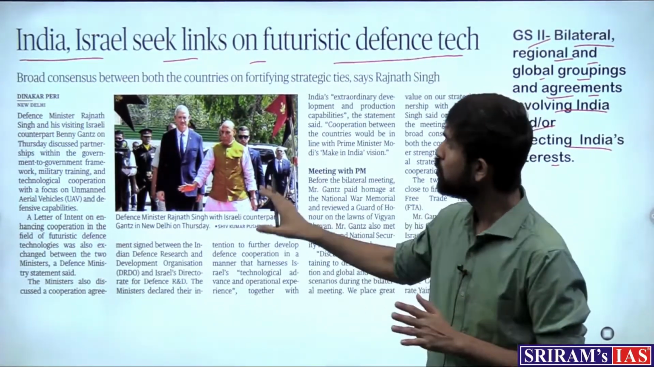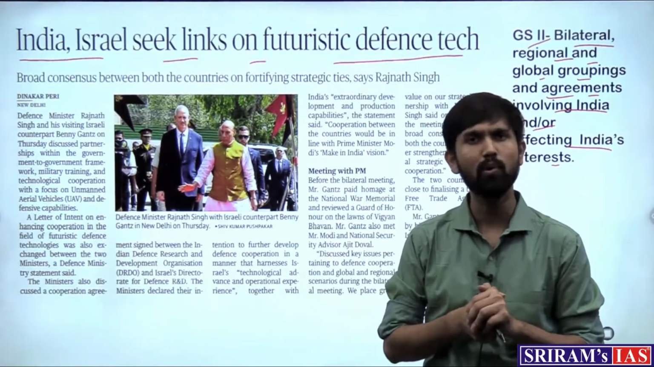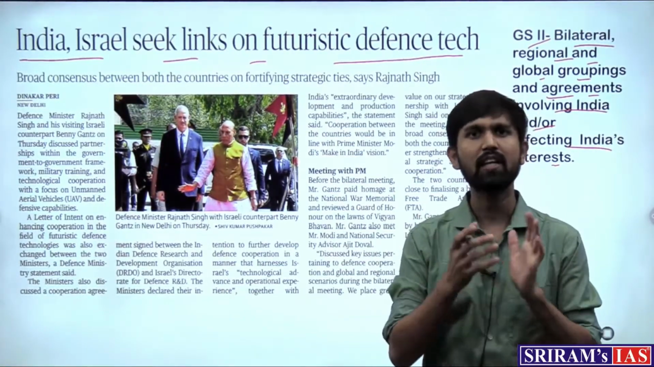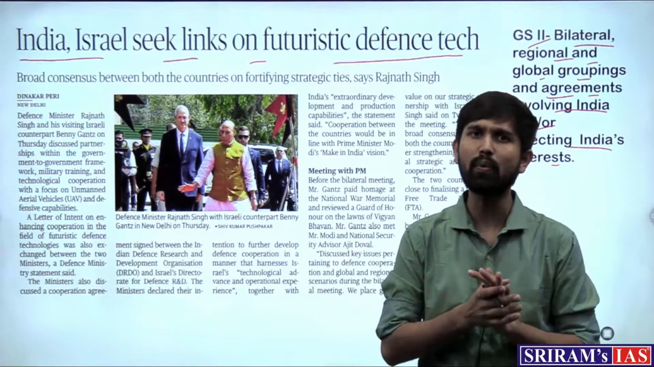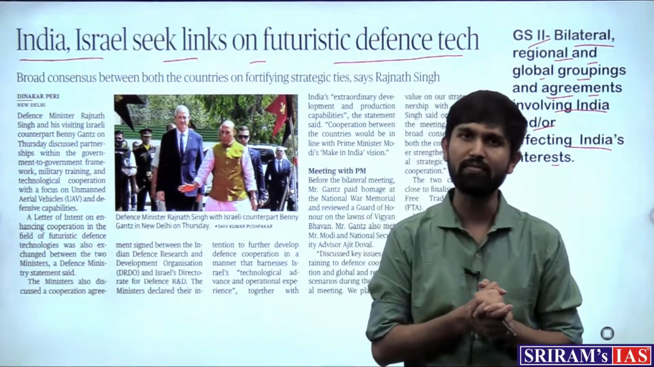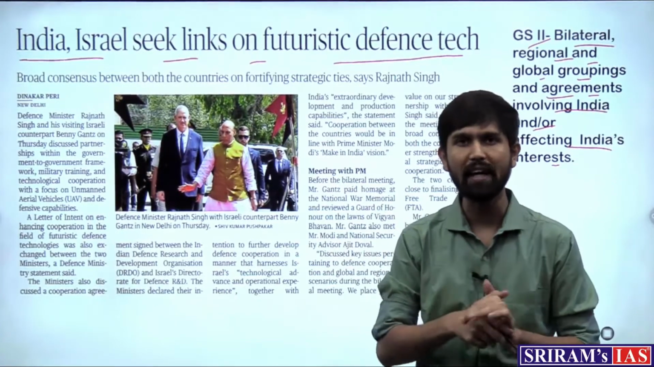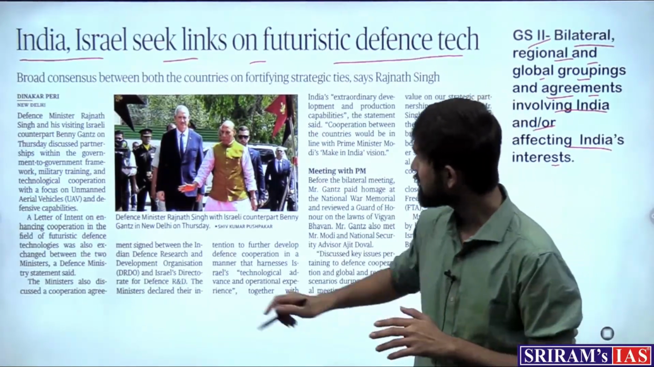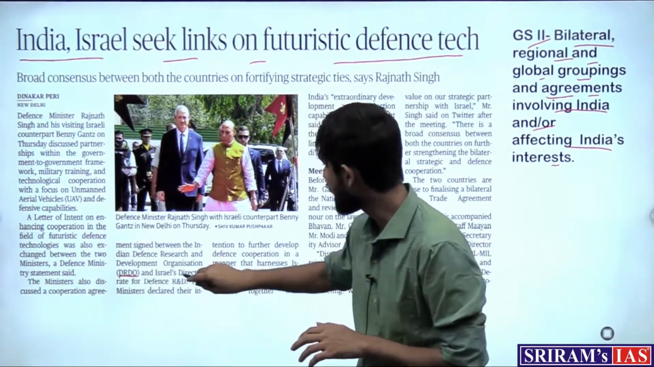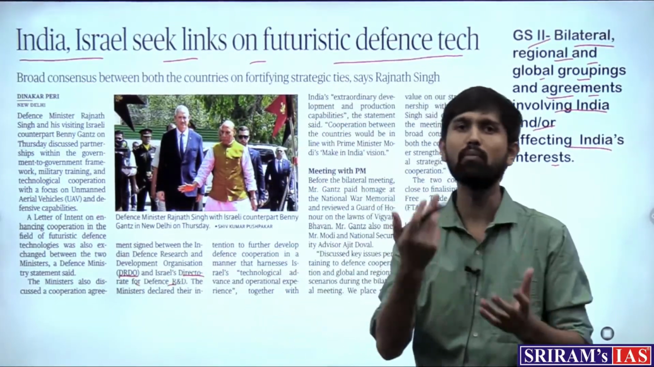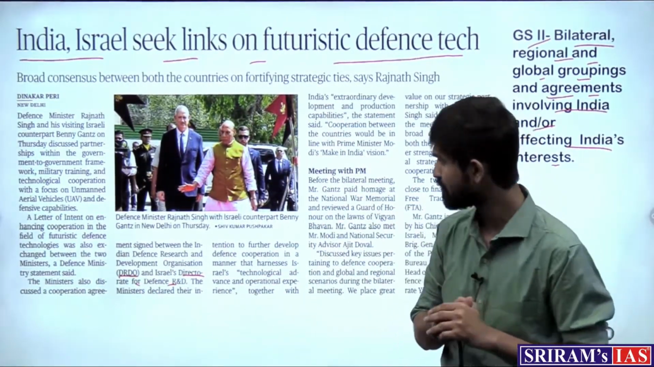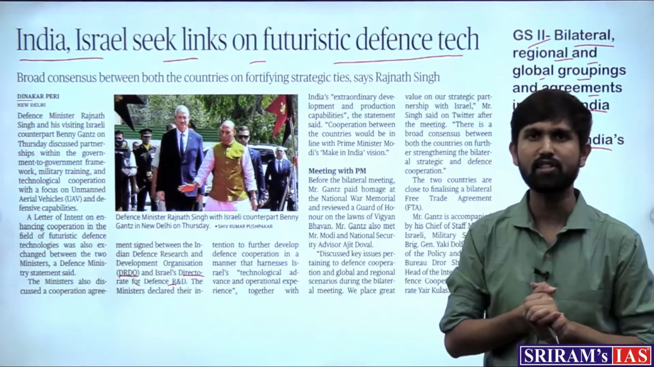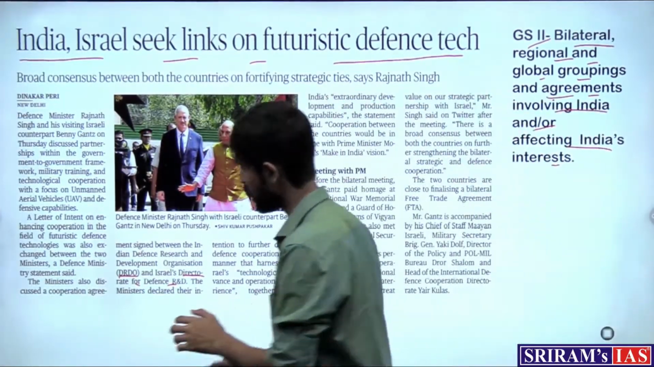In that respect, the two defense ministers of both countries have met, and they now want to make a pact on futuristic defense technology. The relationship between India and Israel is in any way quite deep with respect to defense cooperation. Now they're going one level ahead by coming together for futuristic defense tech, where India's DRDO and its Israeli counterpart, the Directorate for Defense R&D, will come together and research futuristic defense tech. With this, let's also look at the other aspects of India-Israel relations which are important from the exam point of view.